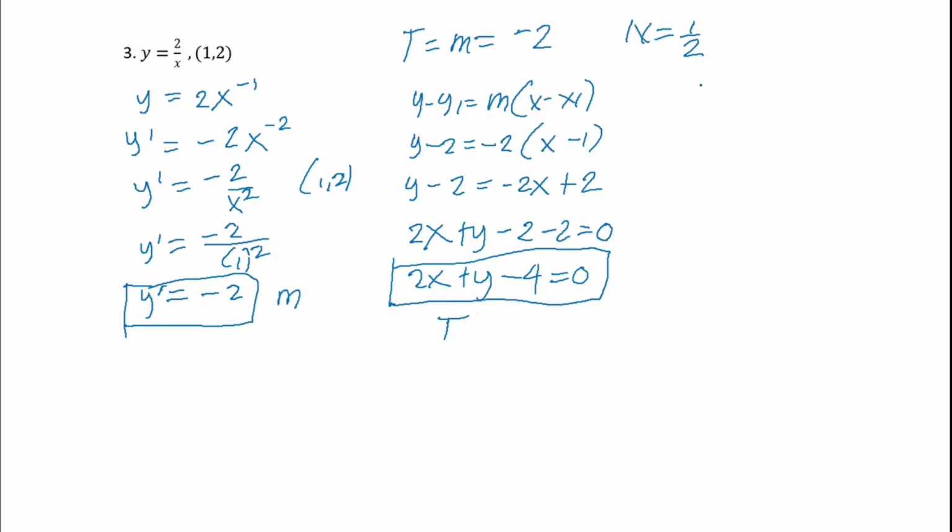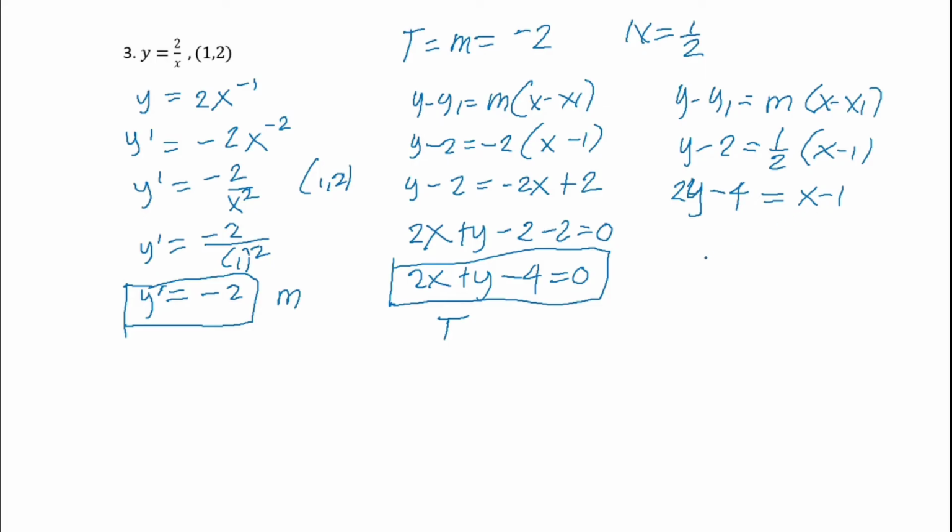To find the equation of the normal, y minus y sub 1 is equal to m times x minus x sub 1. So y minus 2, the slope is different, so we have 1/2 times x minus 1. So cross multiply, we have 2y minus 4 is equal to x minus 1. So by general form, we have x minus 2y, this will become negative, and minus 1 plus 4 is equal to 0.